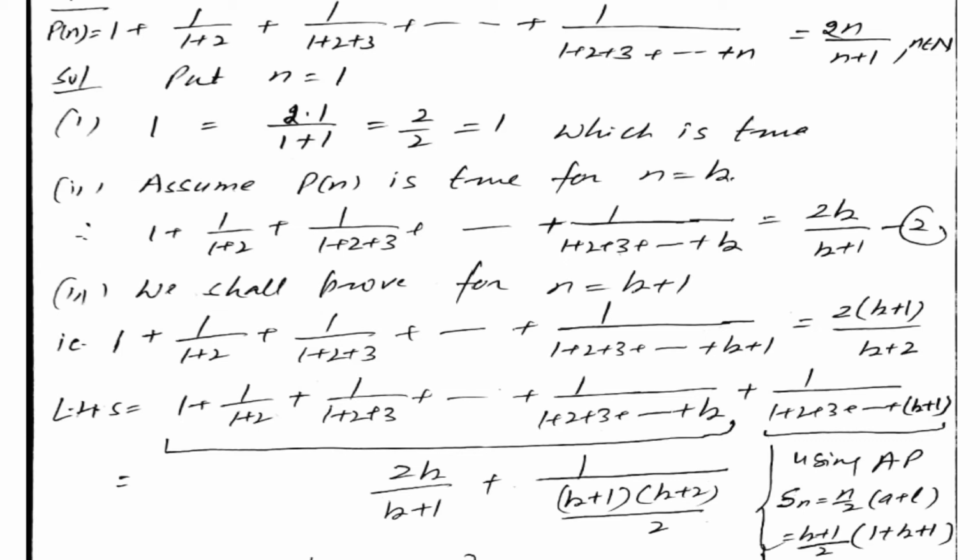Similarly, the nth term is 1 upon 1 plus 2 plus 3 up to n. It is moreover given in the statement. This we have to prove: 2n upon n plus 1. Now again take n equal to 1, meaning only the first term, that is equal to 1.